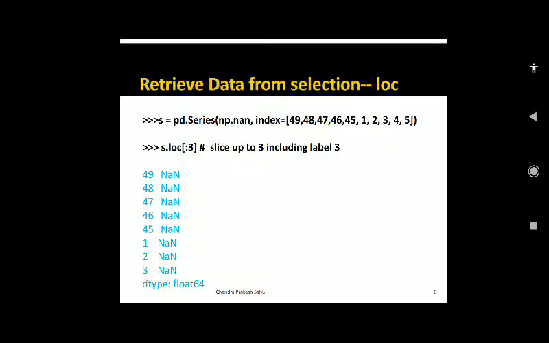Here is the example of LOC. And here you have passed in the second line S dot LOC colon 3. This actually slices the series up to the label 3. You can see in the series in the first line that 3 is the third last label in the index. So up to this point, all the rows, row of 49, row of 48, row of 47, up to row of 3, all will be displayed.